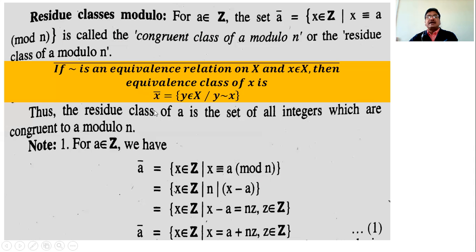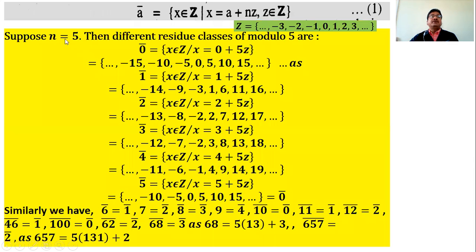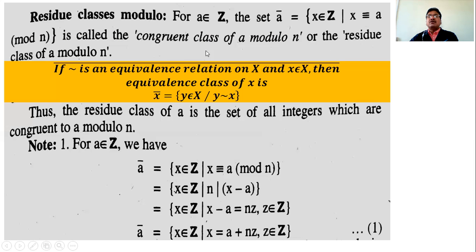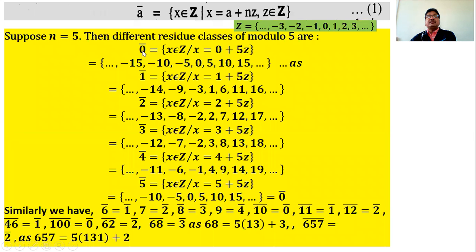In order to understand this definition of a residue class or congruence class, for example, we take N equal to 5. Then we have the different residue classes modulo 5. What are they? X is congruent to A modulo 5. We have to find the elements X belonging to Z such that X is congruent to A modulo N. What is A bar then? Now to justify the definition, suppose first we find 0 bar.